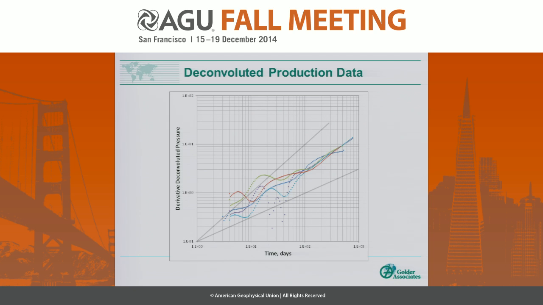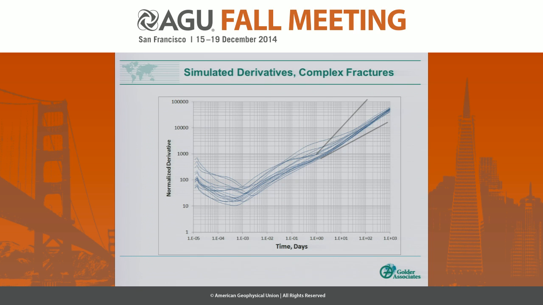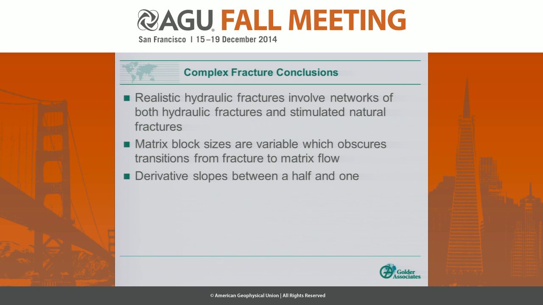So this is actual production data deconvoluted, and there's a distribution of what we get with different realizations, something between a half and one, the linear to the depletion. And then this is our simulations on complex fractures, and again we see the same reference half slope, reference unit slope, and we're getting our stuff in between. So that's one of the ways that fracture complexity is going to alter the production characteristics.